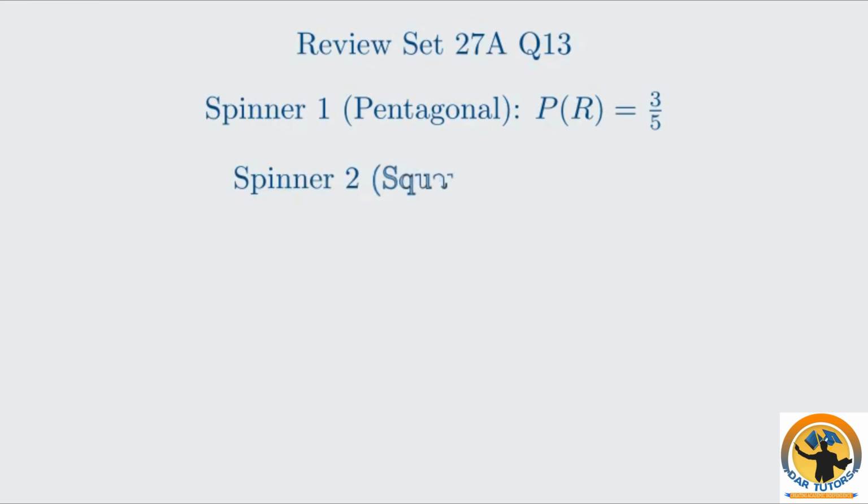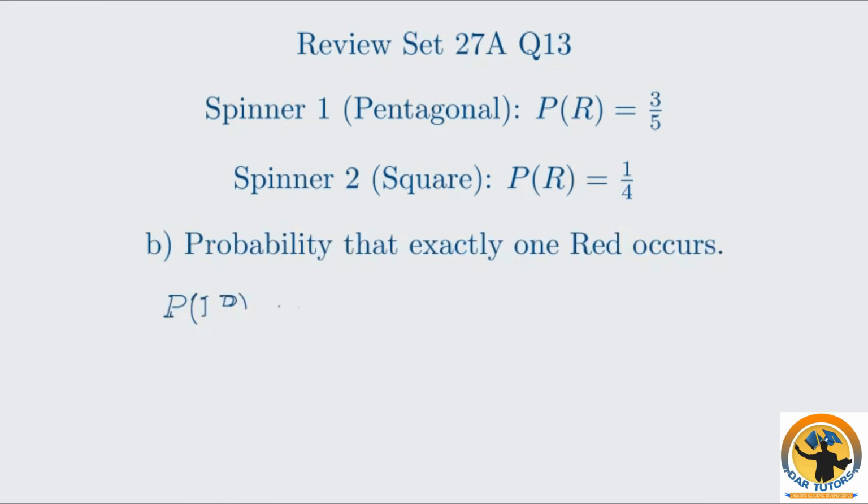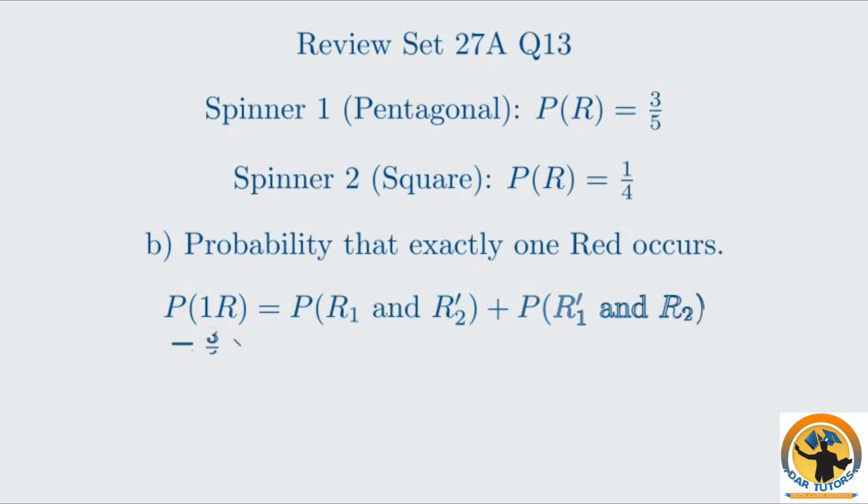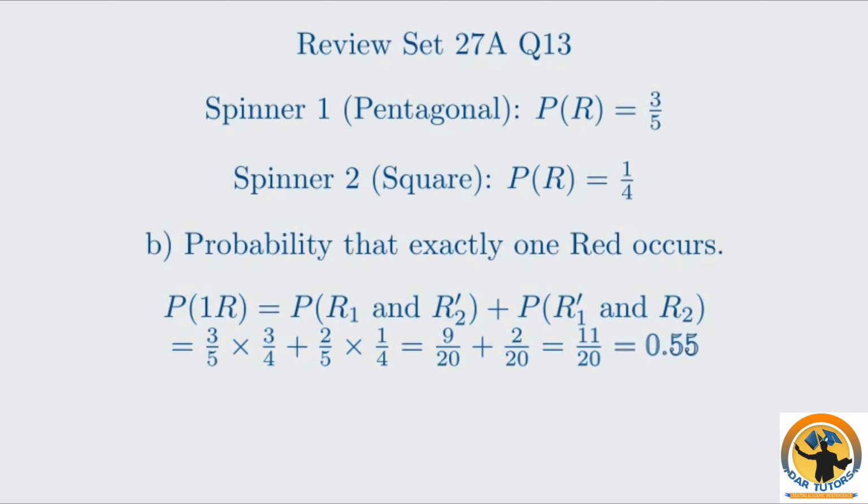We have 2 spinners. The pentagonal spinner lands on R with probability 3/5, and the square spinner lands on R with probability 1/4. We spin both. Then we repeat this experiment 10 times. Part B asks for the probability of getting exactly 1 red. This is 3/5 times 3/4 plus 2/5 times 1/4, which gives 11/20 or 0.55. This will be the probability of success for our next part.